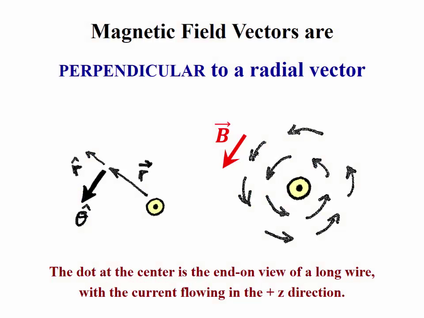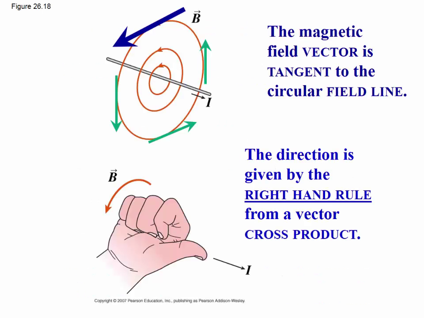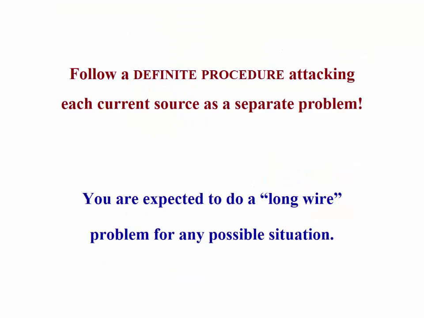Here I'll just remind you that when you have a current flowing out of the screen, that is in the z direction, crossing k hat with r hat gives you a vector in the theta hat direction, which is a vector that circulates around the wire as I show you on the right side, so the magnetic field is always at right angles to that unit vector r. That means the magnetic field vectors are tangent to the circular field line that goes around the wire. And once again, that's given by the right-hand rule. And you should always assess your answer to be sure it obeys this particular rule.